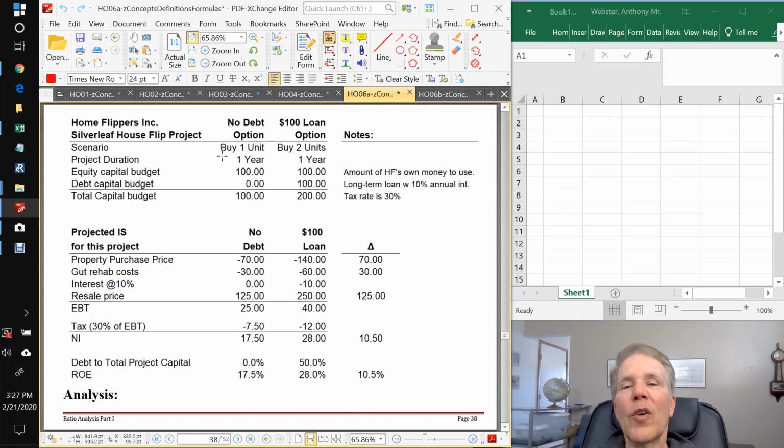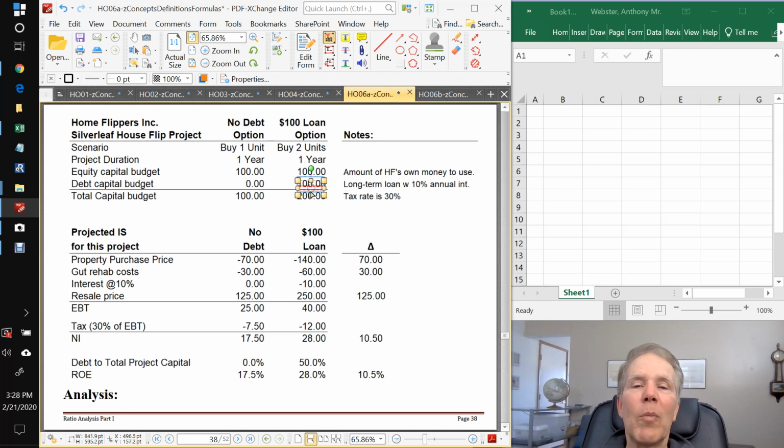So there's the buy 1 unit option. That's no debt because why? We have a capital budget of 100. The building is for sale, half the building for 70, plus our gut rehab costs are 30, so that's where our 100 comes from. Or what we could do is buy 2 units, in which case we'd have to take out a loan for 100, and our total capital budget would be 200, and we'd have 50% equity capital budget and 50% debt capital budget.